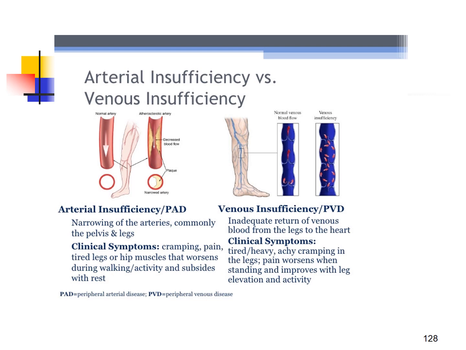So look at the symptoms, a little different, right? You have cramping, pain, tired legs, or hip muscle pain that worsens during walking activity and subsides with rest. That is arterial. Versus venous symptoms: tired, heavy, achy. The pain is worse with standing and improves with leg elevation and activity. So for one, rest makes it better; for the other, activity makes it better. Those are distinctive differences. They look different too. One is artery, one is vein.